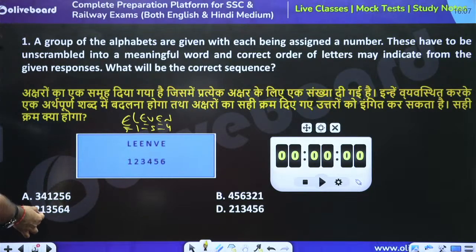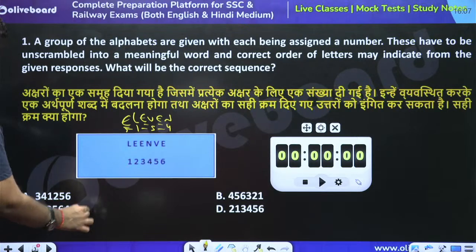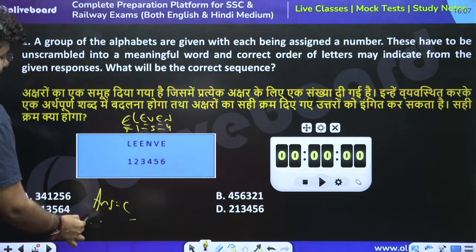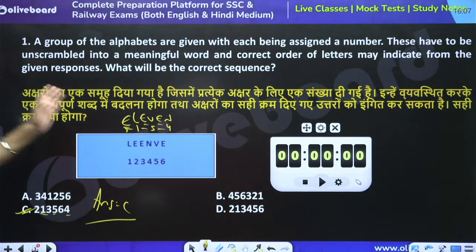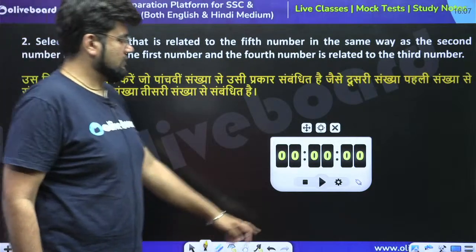Dash 1, dash 5, dash 4 is only option C. So don't get confused with the E's here. There are multiple E's. We don't know which is going to be first, which is going to be second, which is going to be third. But this is going to give you the correct answer. Try this one now.